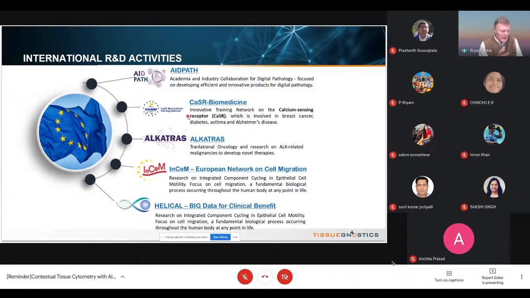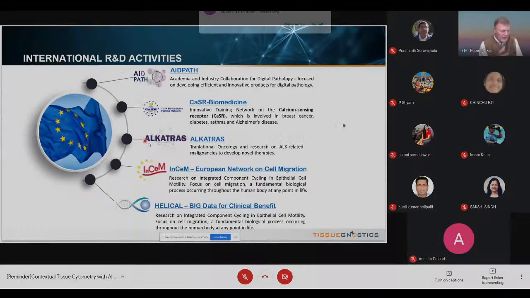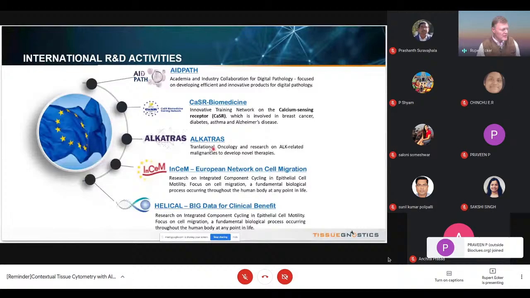This molecule plays an important role in a number of diseases, not only cancer, but also breast cancer or diabetes, asthma, and Alzheimer's disease. Then there was Alcatraz, Break Free from Cancer, a translational oncology network headed by the University of Cambridge in the UK. INSEM, the European Network on Cell Migration Studies. Those four projects have already finished. Currently ongoing is Helical, the Marie Curie project on big data analysis by machine learning for clinical benefit, headed by Trinity College in Dublin. The common denominator for all those projects for Tissue Gnostics was the need to have image cytometry solutions at the highest level. And this is what we have prepared and also developed in the course of these projects.